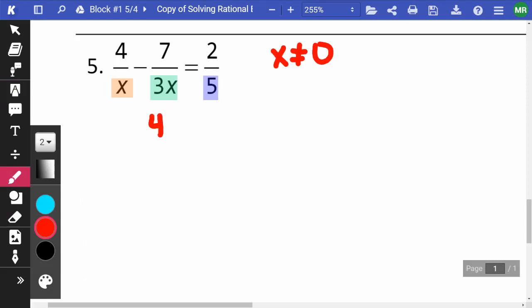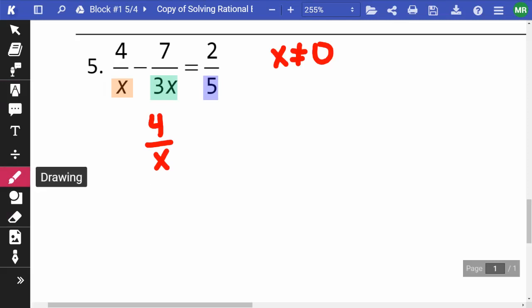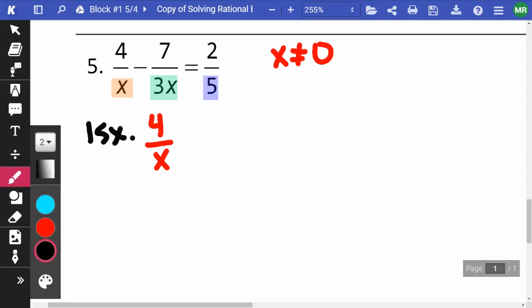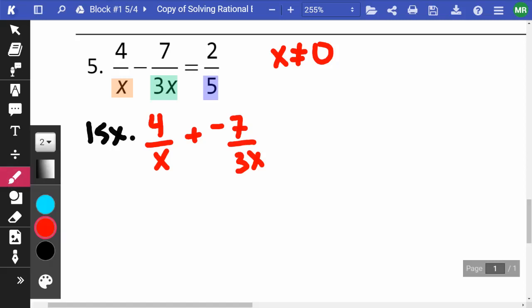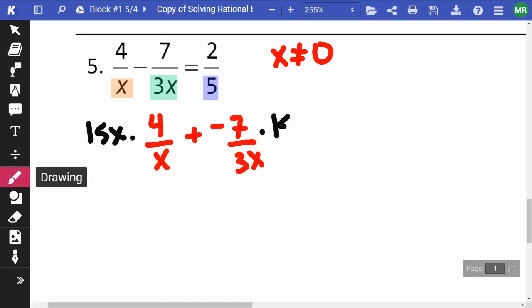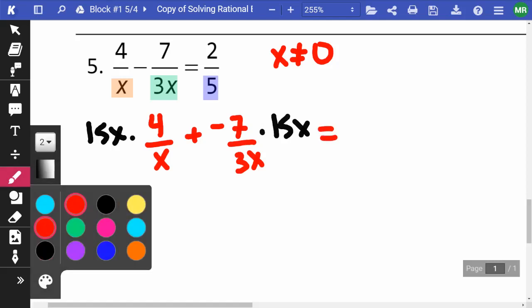So I'm going to have 4 over x, and I'm going to multiply that with 15x. I'm going to have plus a negative 7 over 3x is how I'm going to write that. And that is going to be times by a 15x equal 2 over 5, and that's going to be multiplied by a 15x.